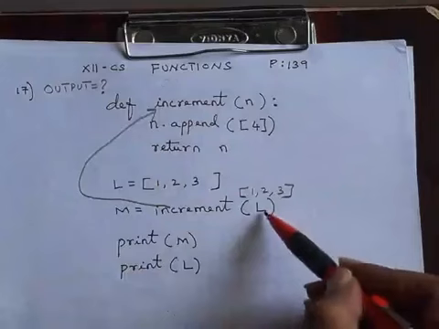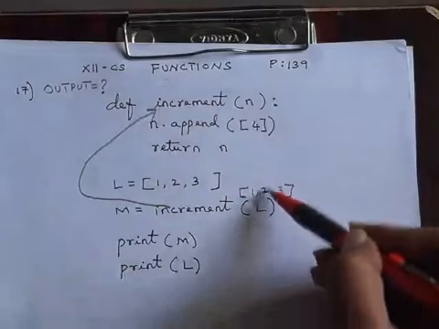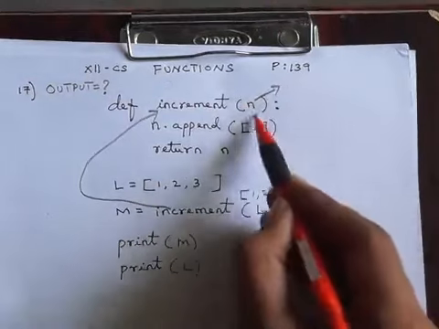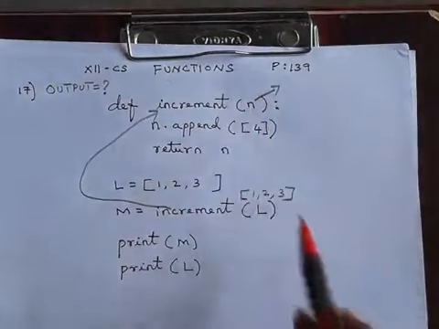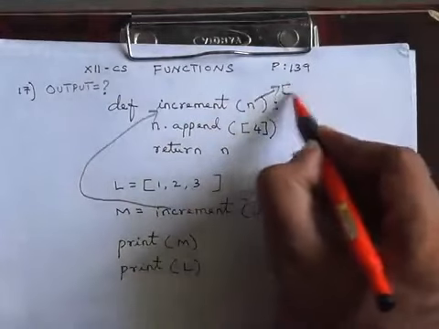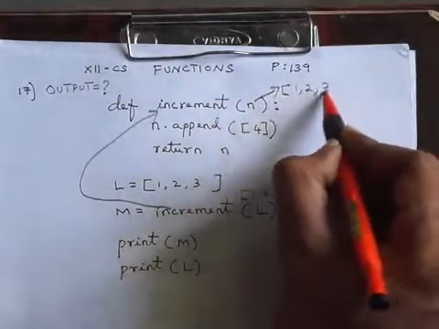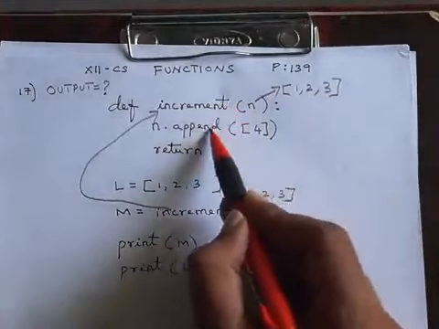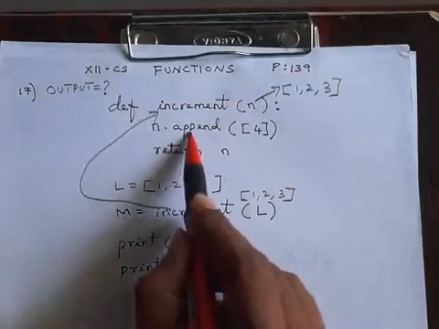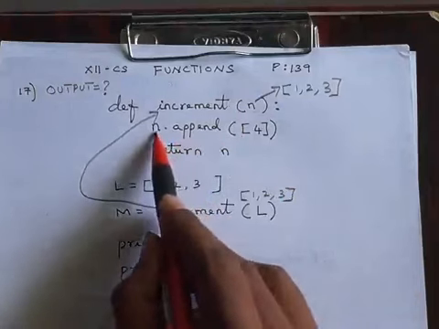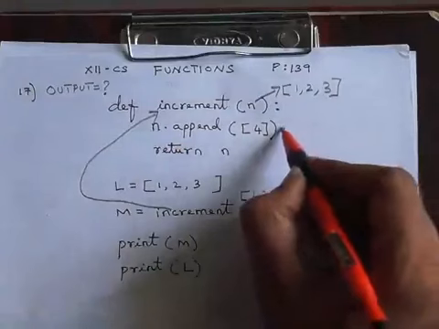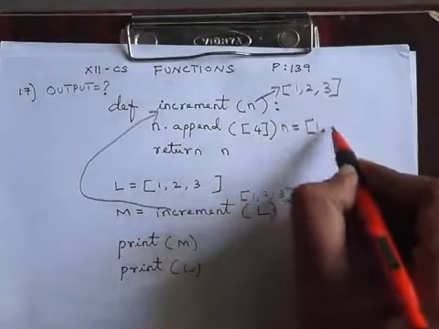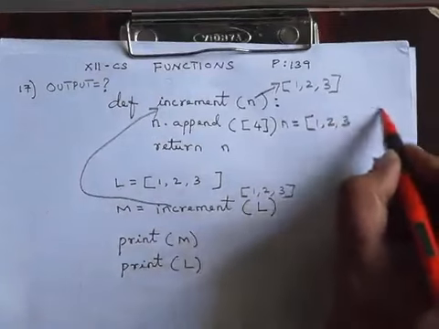Right? Such that this L value will be transferred to n. Now what is the value of n? Now the n value is the same as L, that is a list containing 1, 2, 3. Okay, fine. Then it will come inside. Now n dot append. What is called n? Now n contains 1, 2, 3.